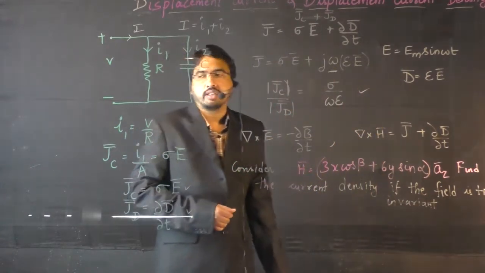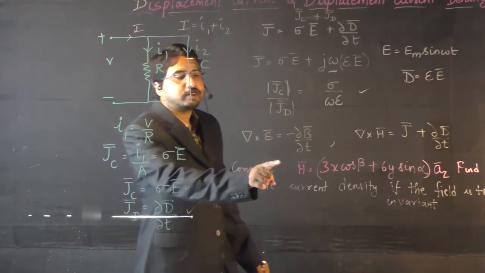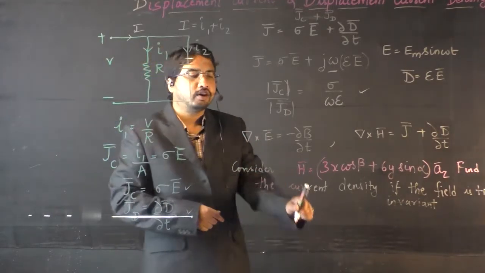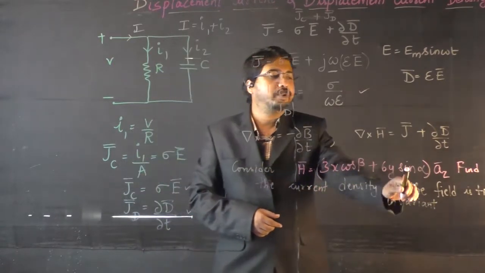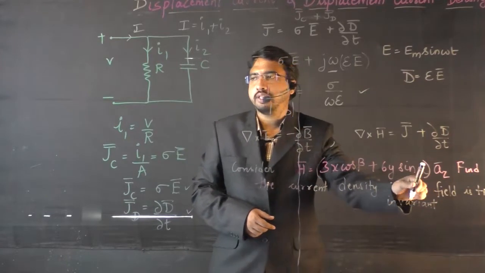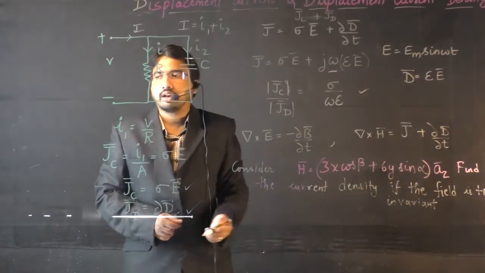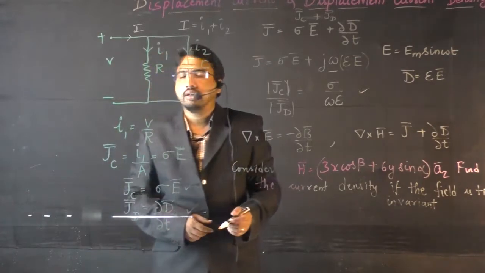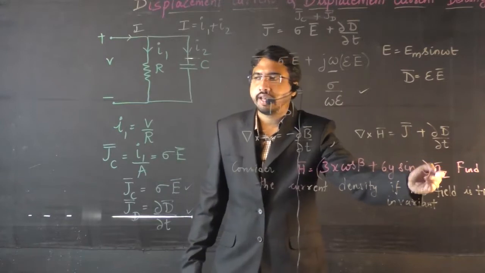So what is the question that they are asking? Consider a magnetic field which is having a magnetic field intensity H bar equal to 3x cos beta plus 6y sin alpha into Az bar. That means here only one unit vector is acting. In Cartesian system we have Ax, Ay and Az. Ax and Ay components are zeros and we have only the Az component.